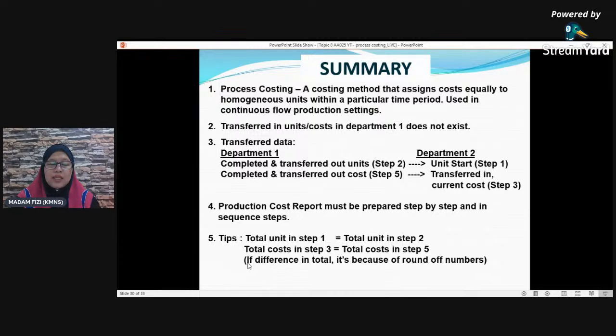Okay. So saya bracket kat sini, if different in total, it because of round of numbers. Mungkin masa awak kira total cost in step 3 tak sama dengan total cost in step 5, ada tak sama sikit. Okay, bila ada perpuluhan, ada beberapa tempat perpuluhan, itu akan menyebabkan dia tak sama. Ya, tapi perbezaan dia tidak banyak.